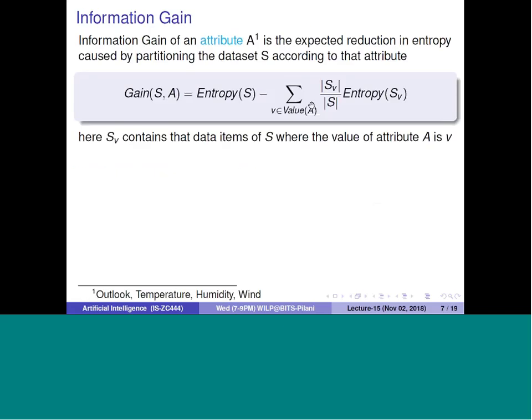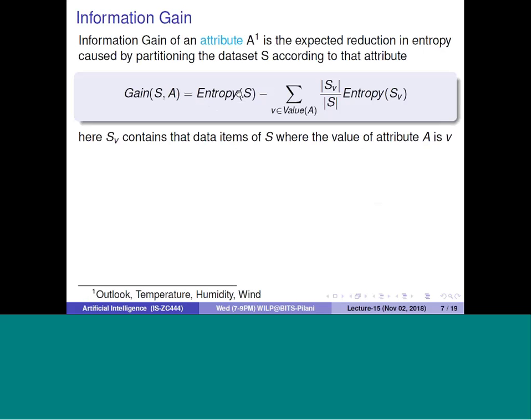So I know what the data set is, and I want to find out the information gain of the attribute: what is the information gain of outlook, of temperature, of humidity and wind. How to find out this thing? This is the formula, and let us closely look at this particular formula.